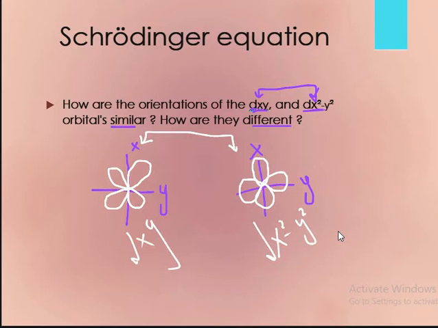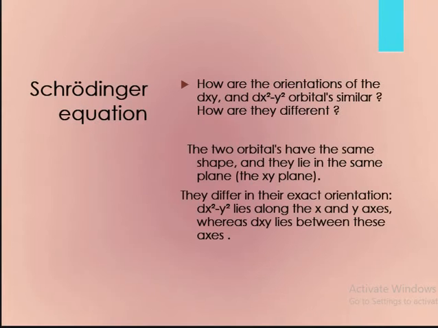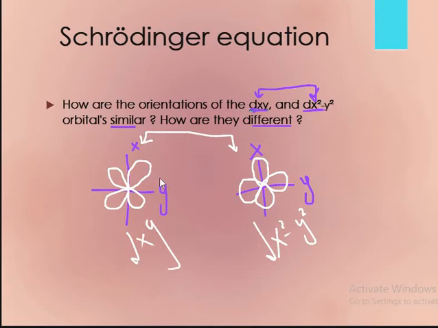The exact orientation of this atomic orbital, of this electron cloud, is different. That was the difference between them. So the answer: the two orbitals have the same shape and they lie in the same plane, the xy plane, but they differ in exact orientation. dx²-y² lies along the x and y axes, and dxy lies between these axes.